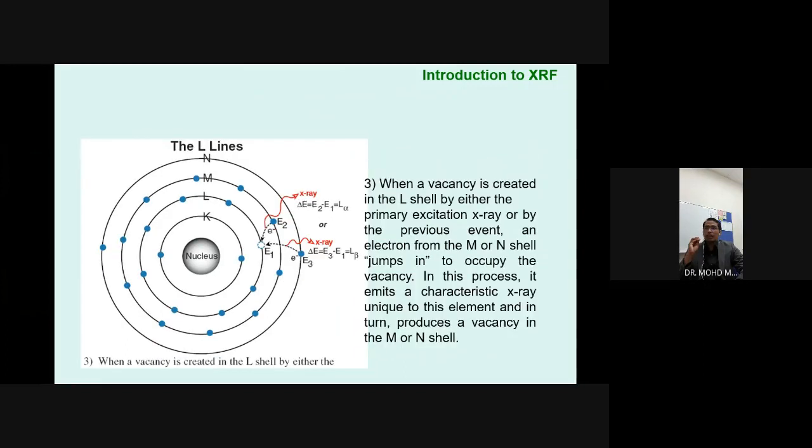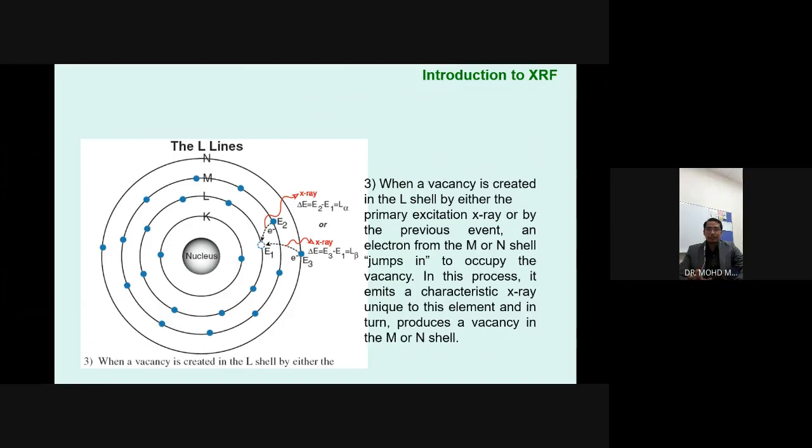And then when a vacancy is created in the L shell by either the primary excitation X-ray or by the previous event, an electron from the M or N shell, which is the outer one, jumps in to occupy the vacancy. Because there is a vacancy, it definitely should be filled to make the system stable. In this process, it emits a characteristic X-ray unique to the element, and in turn produces a vacancy in the M and N shell.